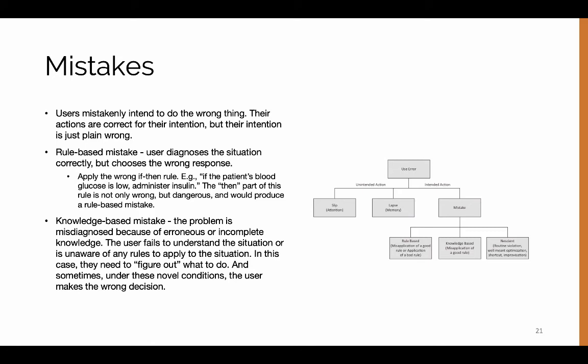Sometimes there are knowledge-based mistakes. These are where the problem is misdiagnosed because of incomplete knowledge, or the user fails to understand the situation. In this case, because they don't have a lot of information about how something works, they have to try to figure out what to do. And as you know, when we're trying to really figure out what to do and reason through things, we get fatigued, and it's hard cognitive work, and sometimes we end up doing the wrong thing. That is, choosing the wrong course of action. And that's what happens in a knowledge-based mistake.